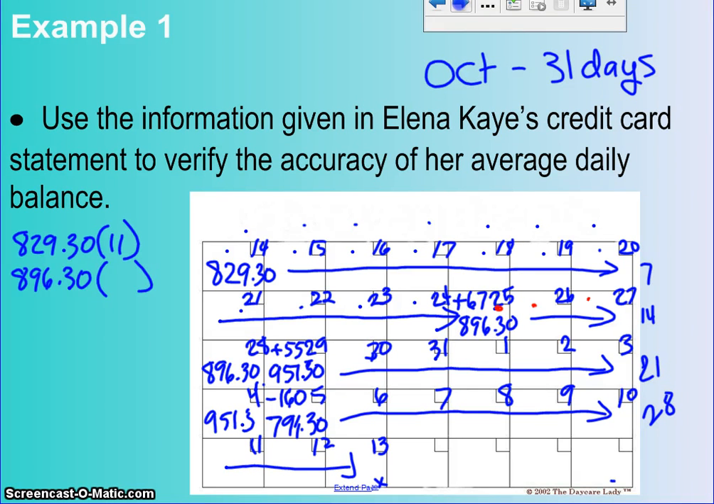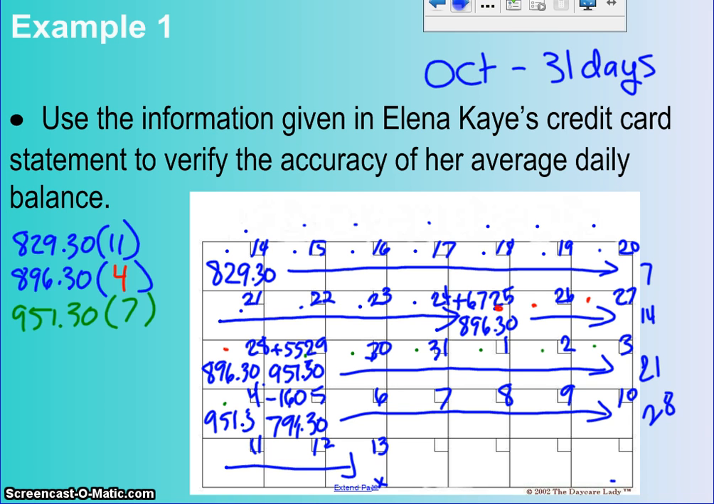And that happened for 1, 2, 3, 4 days at $896.30. At that point, a $55 purchase happened, and now the account balance was $951.30. And that was for 1, 2, 3, 4, 5, 6, 7 days.